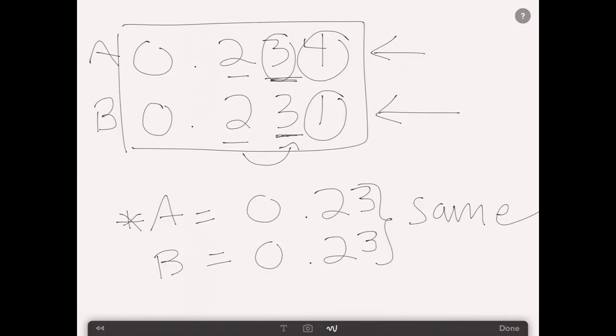Now sometimes that can happen, sometimes not, but there will be some questions that ask you which numbers, when rounded, turn into the same number. So that's how you might want to approach that.